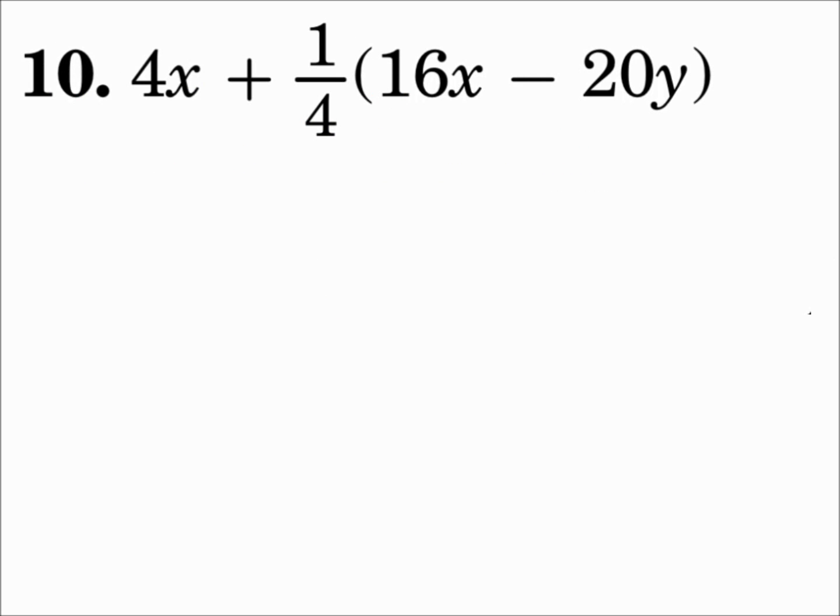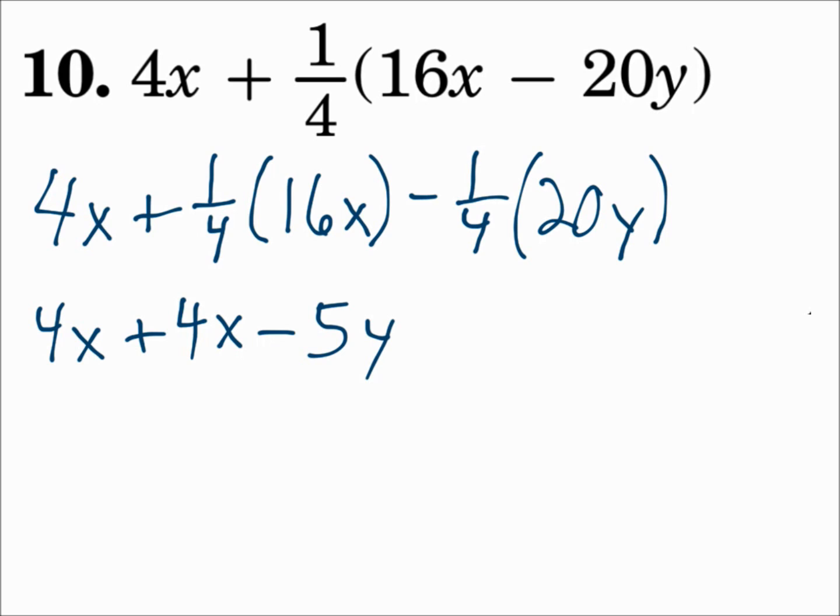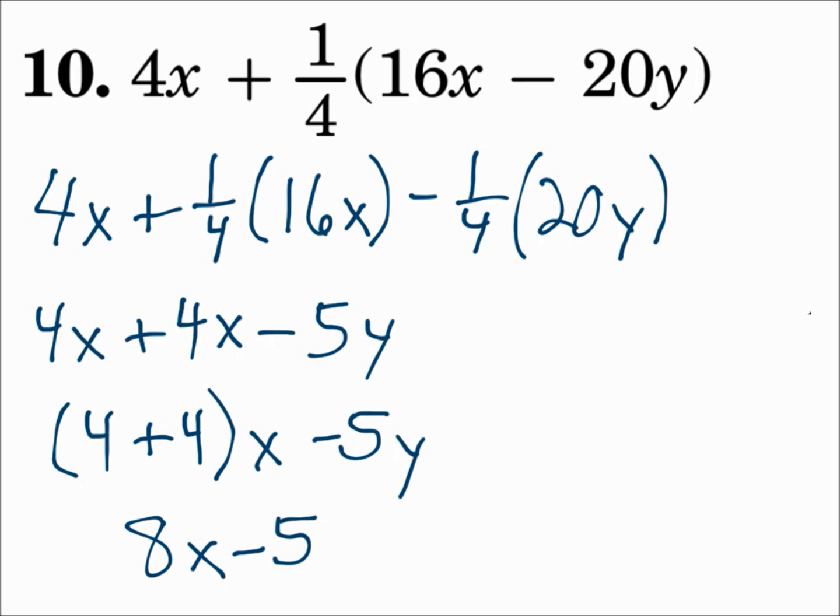For number 10, let's start with the distributive property and multiply 1/4 by each term in the parentheses. 1/4 times 16x minus 1/4 times 20y. 1/4 times 16x is 4x. 1/4 times 20y is 5y, and that's a minus 5y. I have x's and y's. The x's can combine. How many are there? 4 plus 4 of them, for a grand total of 8x. So it's 8x minus 5y.